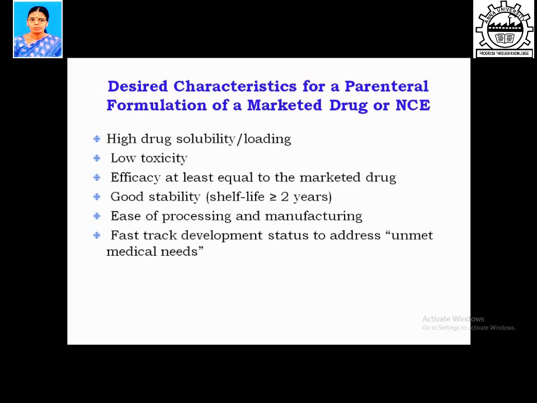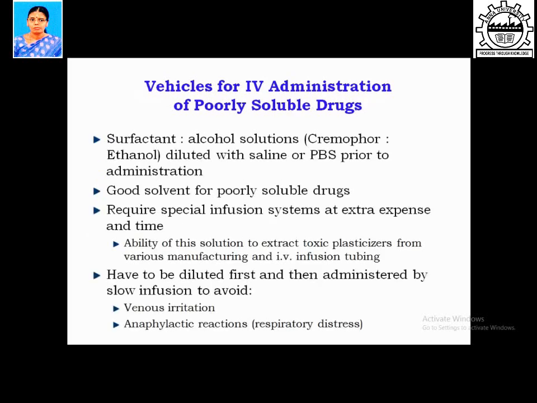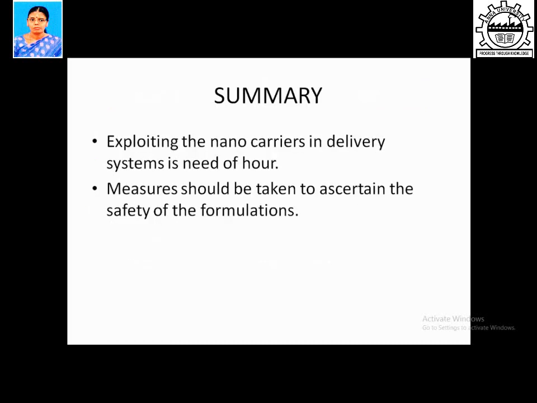And you can give the delivery system as oral, topical, parenteral or ocular. And decide the characteristics of the marketed drug. So it should have high drug solubility, low toxicity, efficacy at least equal to the marketed drug, and it should have good stability. So whatever formulation you are preparing, you should have these characteristics, and very importantly, you should address the unmet needs of the drugs. And these are the vehicles used for the poorly soluble drugs.